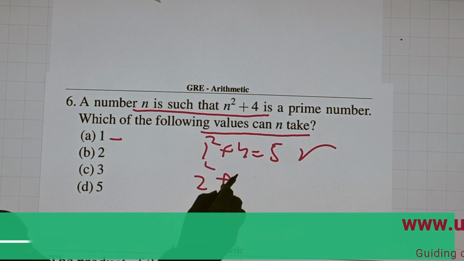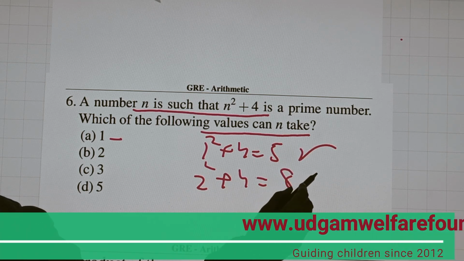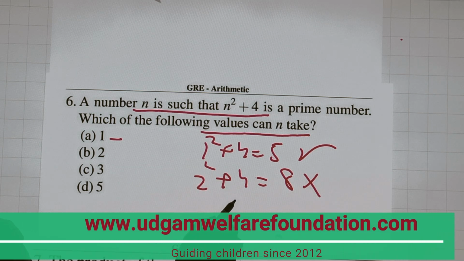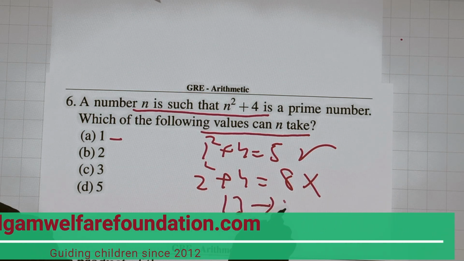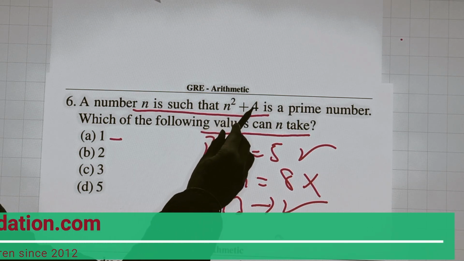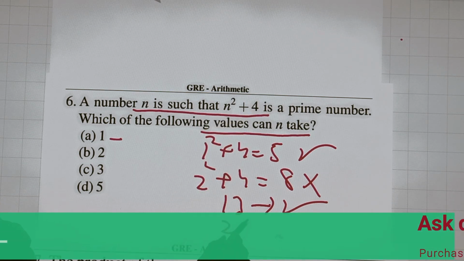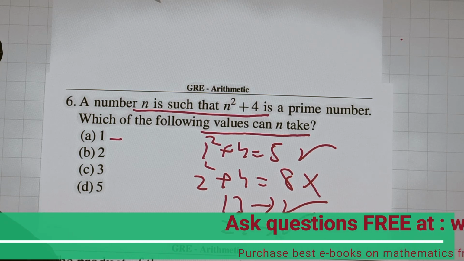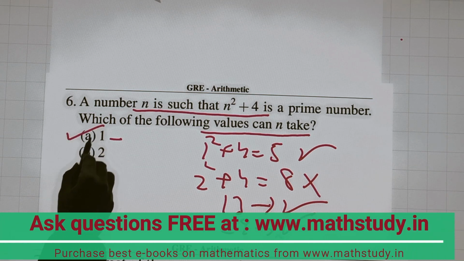Again, 2 square plus 4 is equal to 8. This is not a prime number. 3 square plus 4 is 13. 13 is also a prime number. 5 square plus 4 is 29. 29 again is a prime number. So we have multiple options correct here.